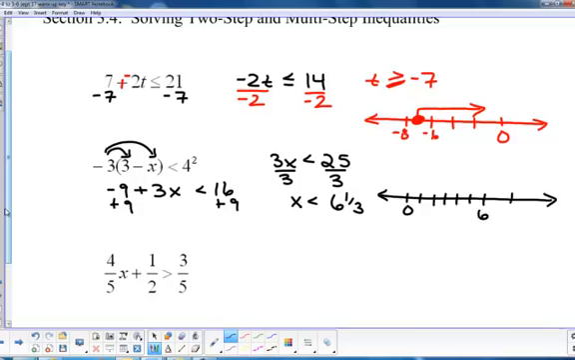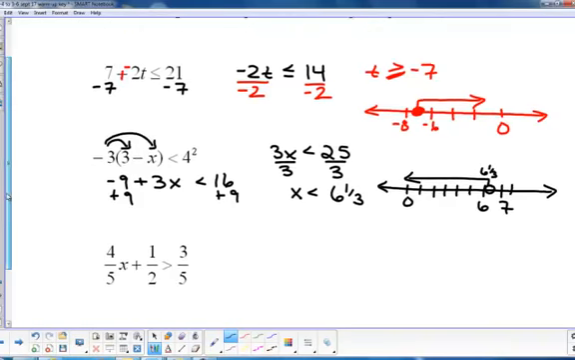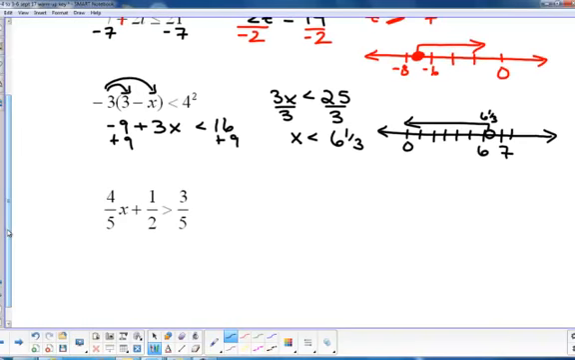Oh, that should be evenly spaced here. Okay, so less than is an open circle and an arrow left. And you might want to actually write 6 1/3 just so you know exactly where it's at. Or you could even go up by 1/3 also. That'd be a fancy thing to do.